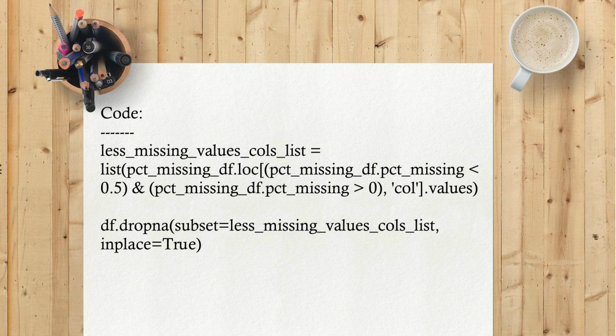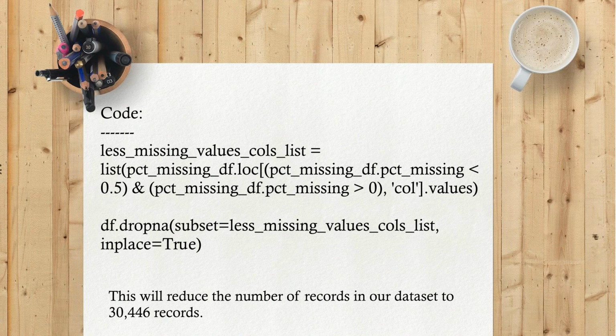Code: less_missing_values_cols_list = list(pct_missing_df.loc[(pct_missing_df.pct_missing < 0.5) & (pct_missing_df.pct_missing > 0)]['col'].values). df.dropna(subset=less_missing_values_cols_list, inplace=True). This will reduce the number of records in our dataset to 30,446 records.